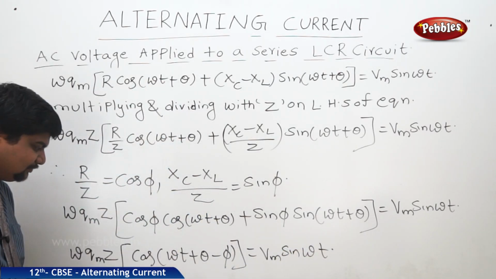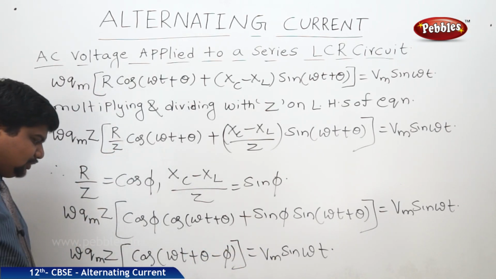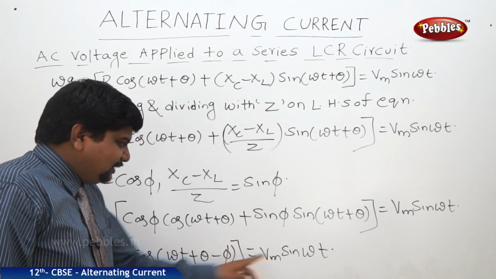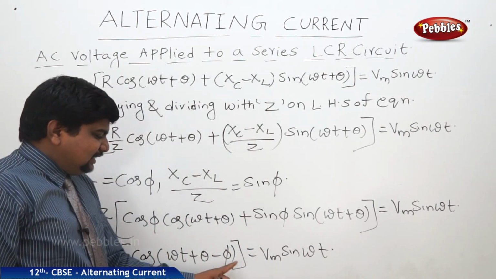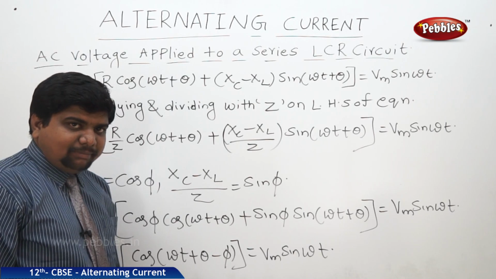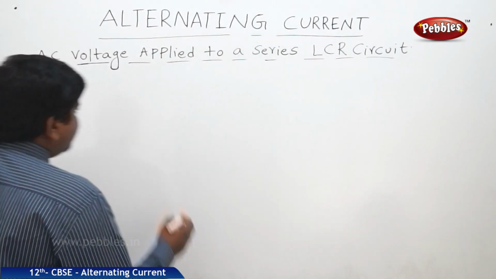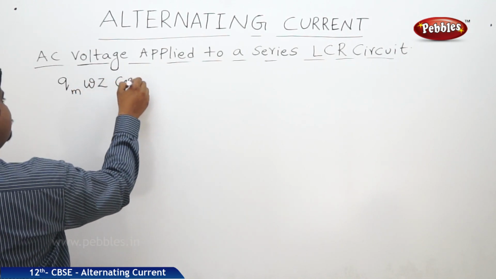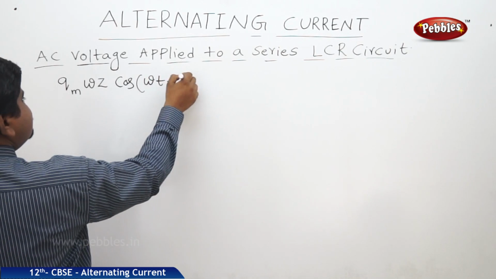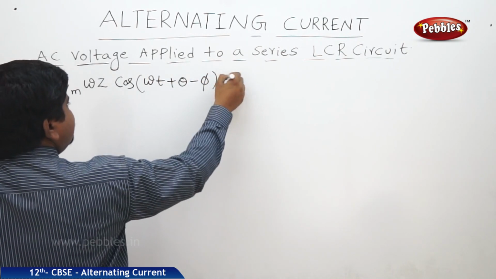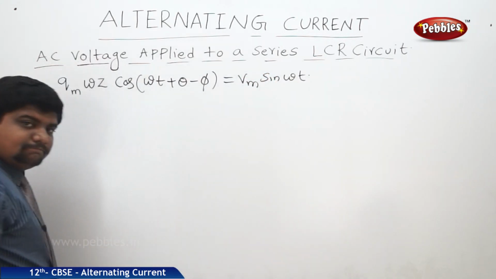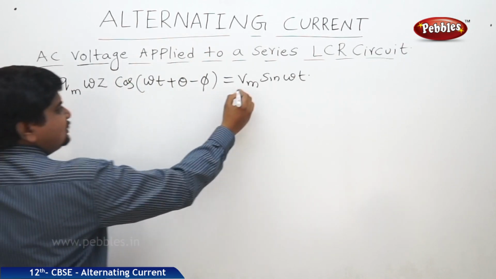Now we are going to the comparison from LHS to RHS. So qm ω Z is in the place of Vm, and cos(ωt minus π/2) is equal to sin ωt actually. That means we can write θ minus φ is equal to minus π/2. So we got the equation like this: qm ω Z into cos(ωt + θ minus φ) is equal to Vm sin ωt.